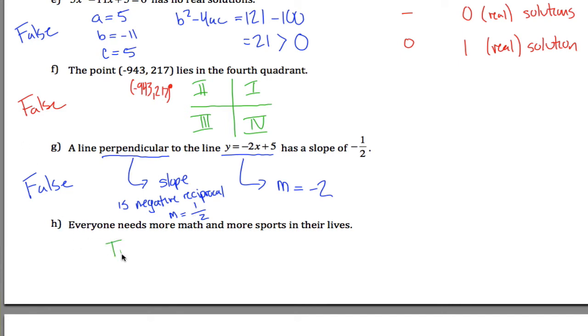And then last, kind of goofy, stupid question. Everyone needs more math. Yeah, that's true, I guess. Whatever. Or put false. I don't care. Or put a joke, entertain me. I don't care. Do whatever you want.